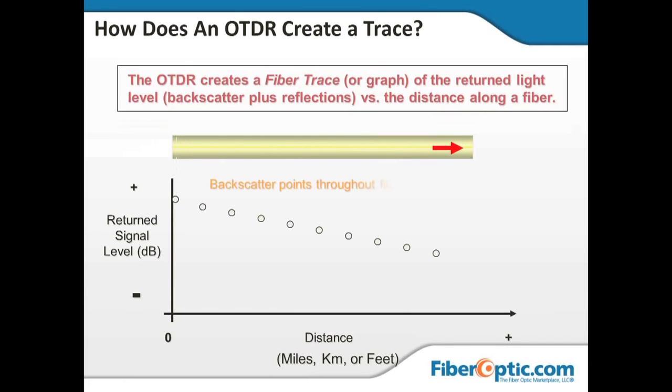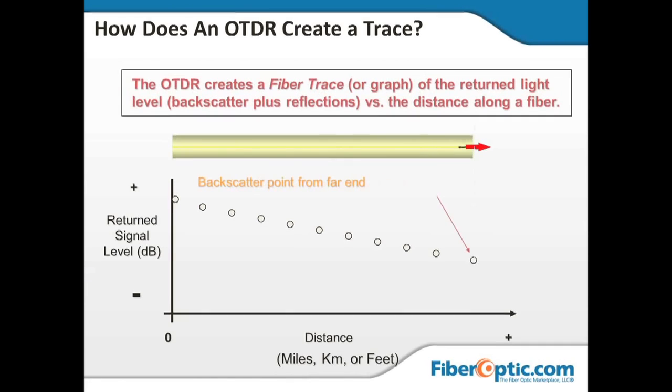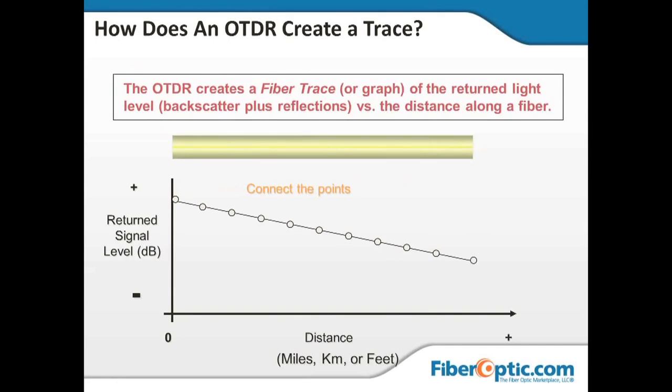The amount of received signal is then used to plot the points, and you will see that there's a little loss, a little more loss, and over distance you're going to have some amount of loss per kilometer. Then these points are plotted, and then the OTDR will connect the dots, and all we end up seeing is the connecting line. Now that is a basic OTDR trace of a bare piece of fiber.